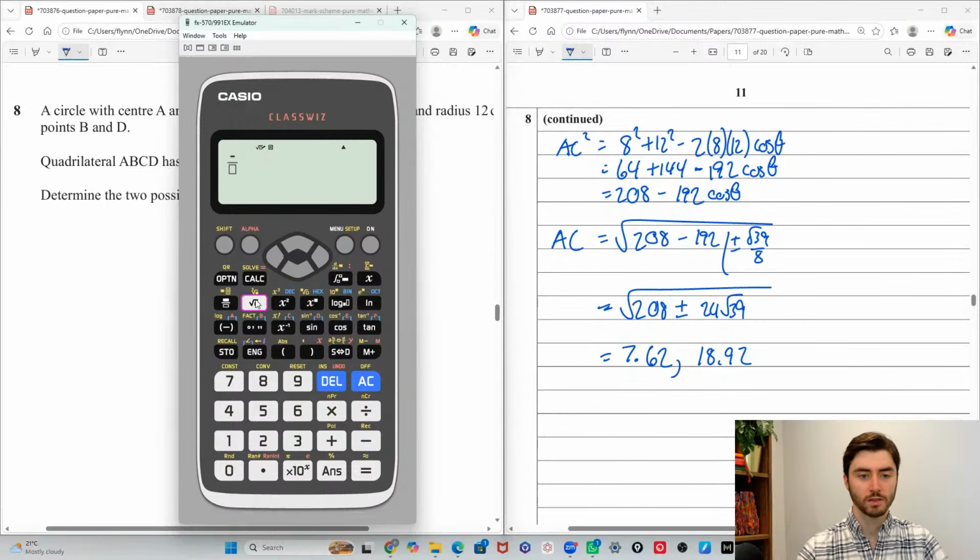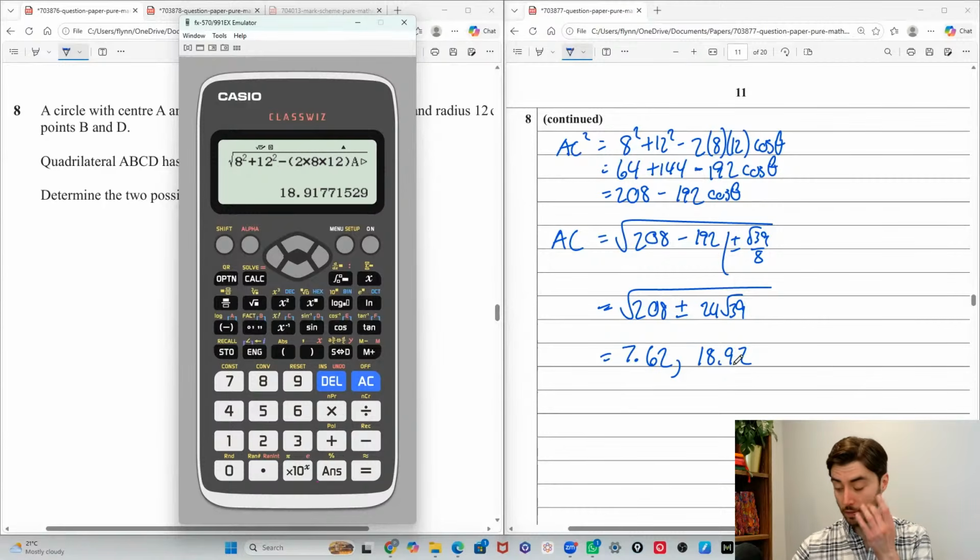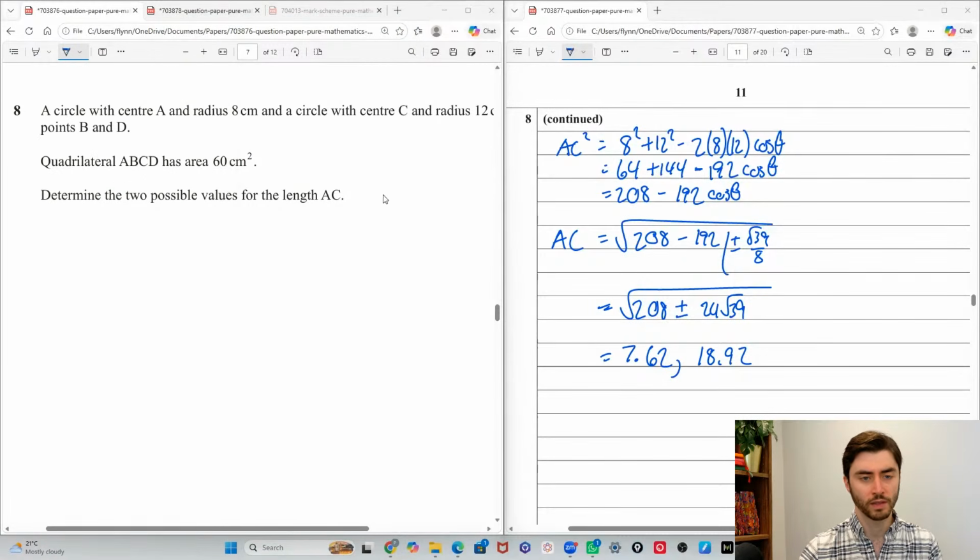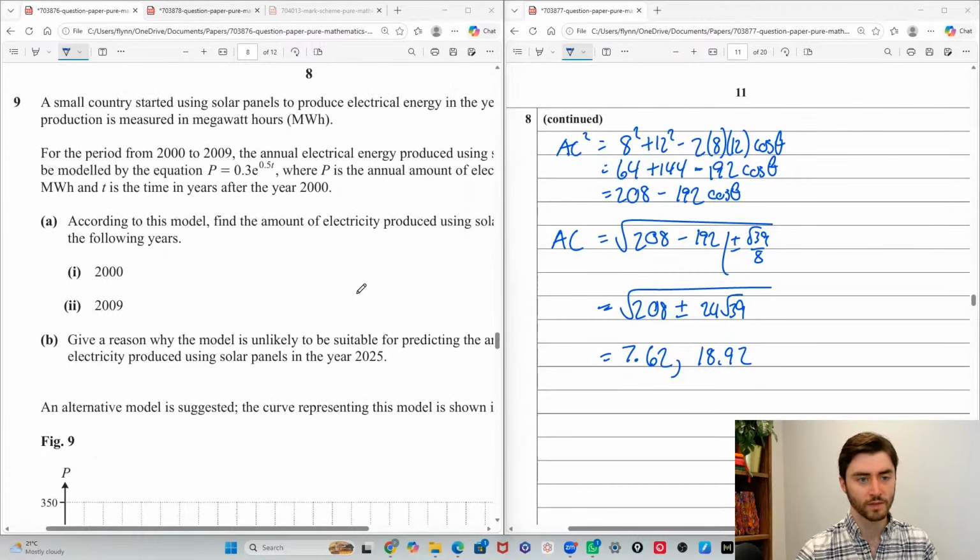Now, if I put in minus root 39 over 8 and do the same thing, the square root of 8 squared plus 12 squared minus 2 times 8 times 12, answer, I get 18.92. Good. So those look like my two values for the length of A, which I'm satisfied with.